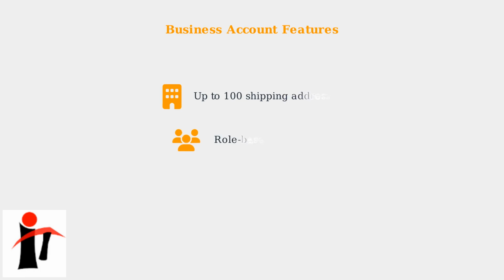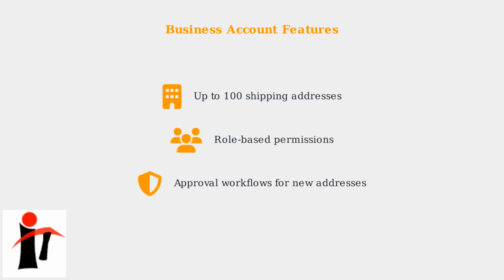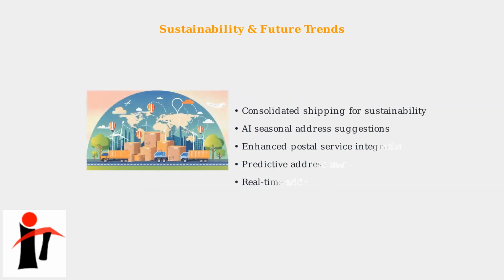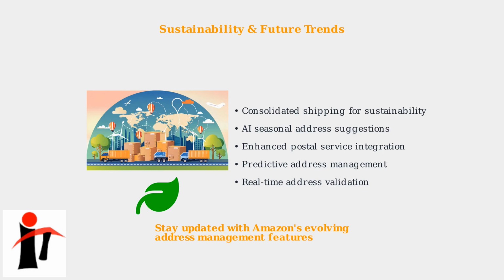Amazon business accounts offer advanced address management features, supporting up to 100 different shipping addresses with role-based permissions for team management. Amazon is focusing on sustainability by promoting consolidated shipping addresses to reduce environmental impact, while developing future features like AI-powered seasonal address suggestions and enhanced postal service integration. By following these best practices and staying informed about new features, you can optimize your Amazon address management for efficiency, convenience, and environmental responsibility.